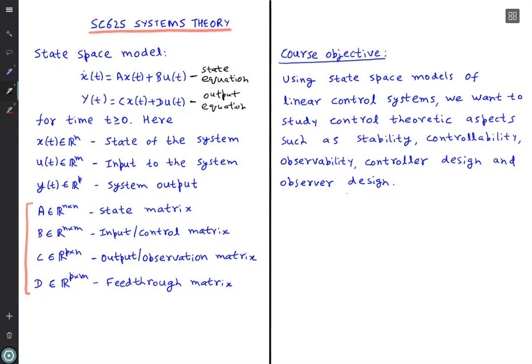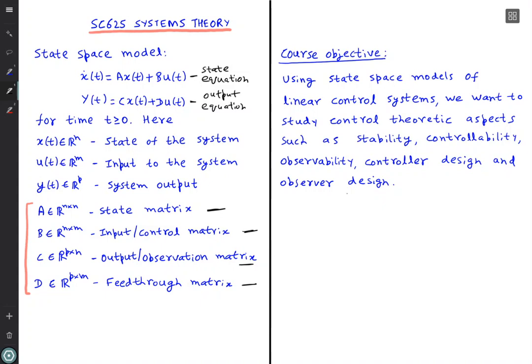Here, x is a vector in R^n called the state of the system, u is in R^m, it is the input to the system, y belongs to R^p, and it is the system output. The matrix A is an n cross n matrix called the state matrix. B is an n cross m matrix called the input or control matrix. C is a p cross n matrix called the output or observation matrix. And D is a p cross m matrix called the feed through matrix. Here n, m and p are some integers.